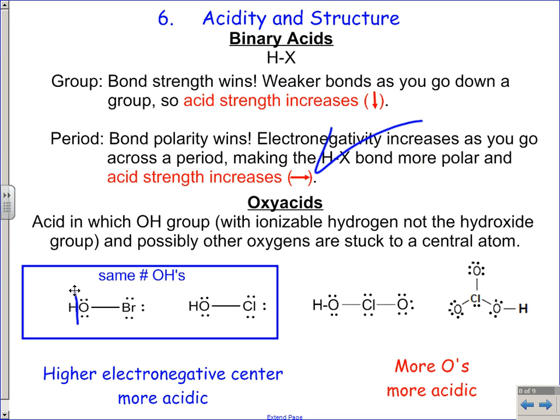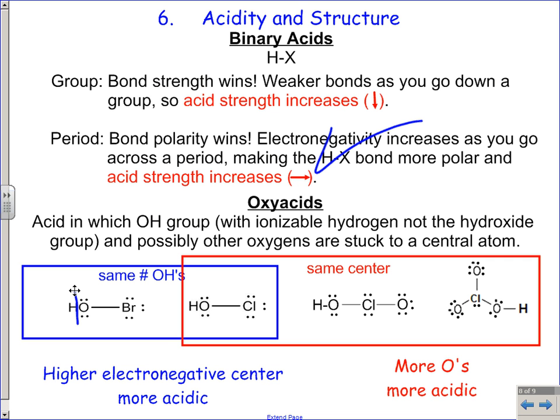Now, the second situation here is where we have a family of similar oxyacids. So our center atom is basically the same. So here on the left in the blue, we had the same number of OHs inside that non-metal formula. Here we have the same central atom. So we've got 3 different acids, and they've got the same OH number in each case. But what's really very different between them is the number of O's.